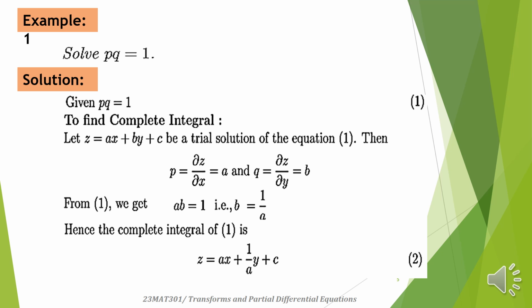So keep b on the left side and take other things to the right side. You will get b is equal to 1 by a. Substitute the value b is equal to 1 by a in the solution z equal to ax plus by plus c. You will get z equal to ax plus 1 by a y plus c. So this is how you will find the complete integral. One more example.